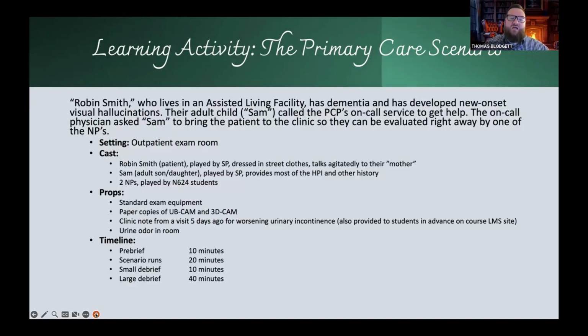So all of our scenarios, all of our simulation experiences at Duke have a standard universal pre-brief. So they go through that for about 10 minutes, then they run the scenario for 20 minutes, and they do a small group debrief within the room. So there are actually 3 of these rooms going on simultaneously, each with their own pair of SPs and their own facilitators. So each room does a small debrief for about 10 minutes afterwards. They get feedback from the SPs and the facilitators, and then they all come together for a large debrief that lasts about 40 minutes, where they really dig into the objectives of the experience.